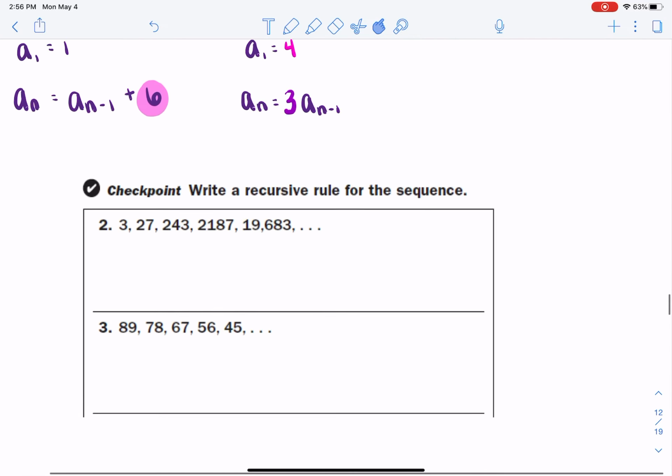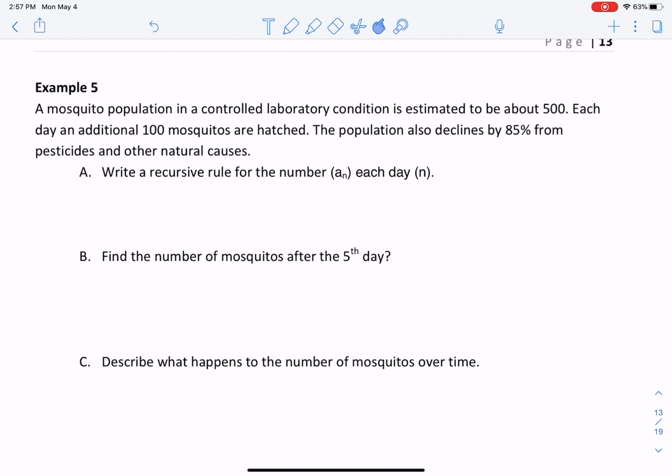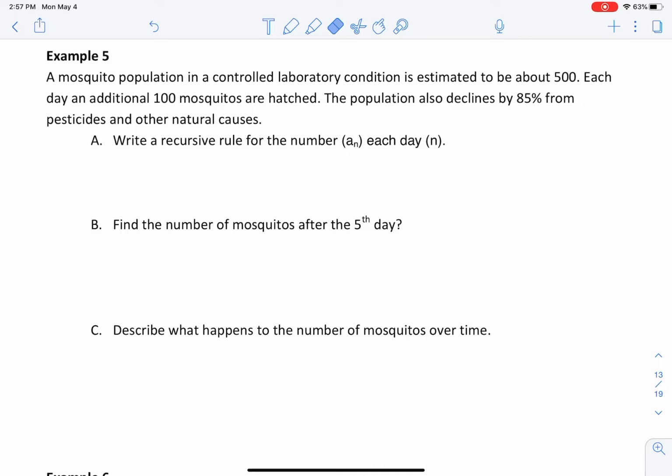All right. So I've got one more problem for you, and that's a word problem. This is a lot like a question on your test, so you might want to take a good note on this one. It's kind of a similar format. So a mosquito population in a controlled laboratory condition is estimated to be about 500. Ugh. All right. So each day, an additional 100 mosquitoes are hatched. Ugh. The population also declines by 85% from pesticides and other natural causes. So it wants us to write a recursive rule, find the number of mosquitoes after the 5th day, and also describe what's happening over time.